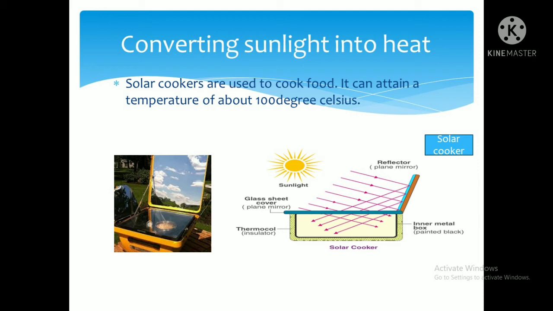And we can cook the food there. Okay, now in solar cookers there are some advantages also, and there are some disadvantages also. But what are they?